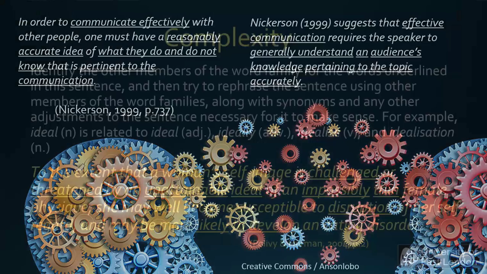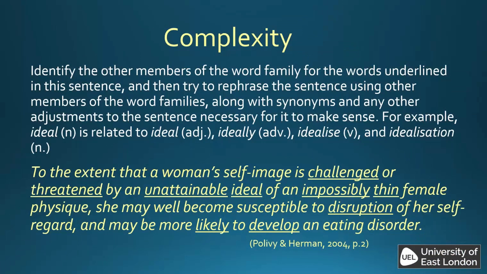To practice this, have a go at identifying the other members of the word family for the words underlined in this sentence, and then try to rephrase the first sentence using other members of the word families, along with synonyms and any other adjustments to the sentence necessary for it to make sense. Pause the video to complete the task, and then restart when you're ready for feedback.